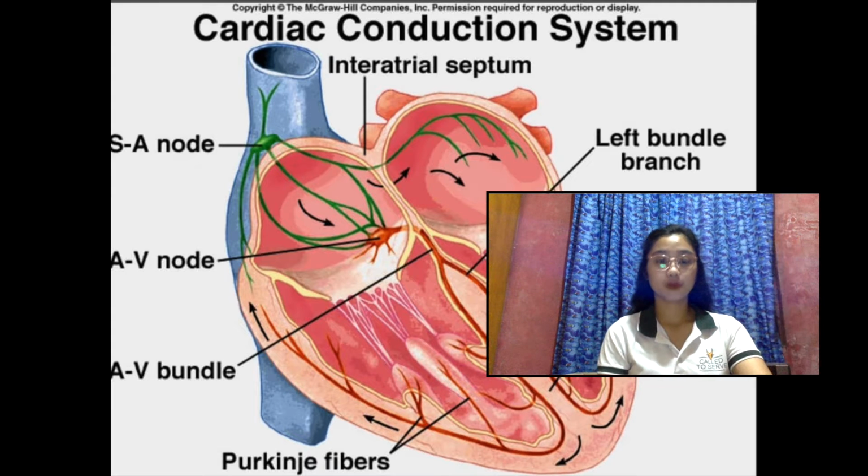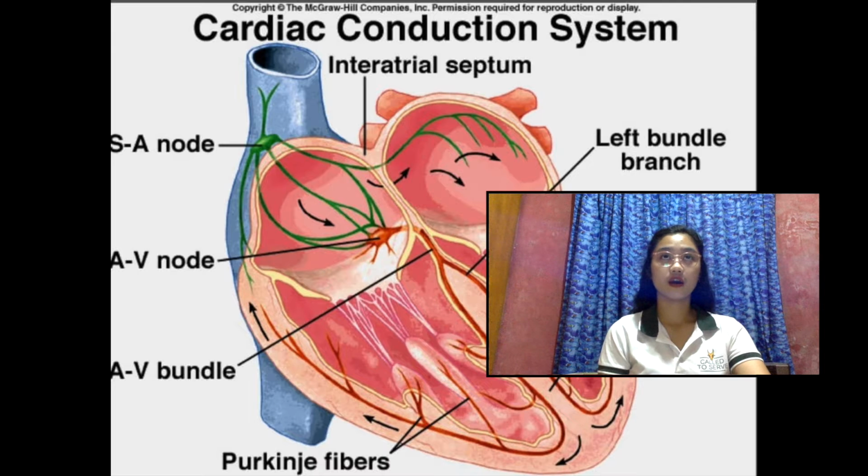From there, the signal travels to the AV node through the bundle of His, down to the bundle branches, and through the Purkinje fibers, causing the ventricles to contract. The signal creates an electrical current that can be seen on a graph called an electrocardiogram, or the ECG. So the doctor uses an ECG to monitor the cardiac conduction system's electrical activity in the heart.